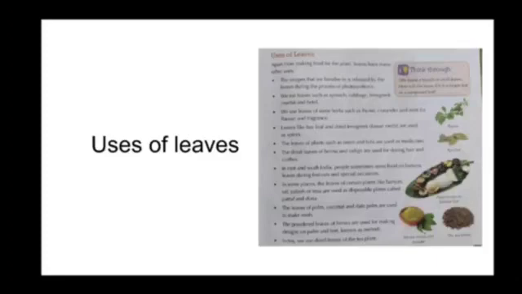Next is uses of leaves. Apart from making food for the plant, leaves have many other uses also. First, the oxygen that we breathe, that we inhale, is released by leaves during the process of photosynthesis. Plants take carbon dioxide from the air and give out oxygen, and that oxygen we inhale. So leaves are very important. We eat leaves in vegetables such as spinach, cabbage, fenugreek, that is methi, and betel leaves.